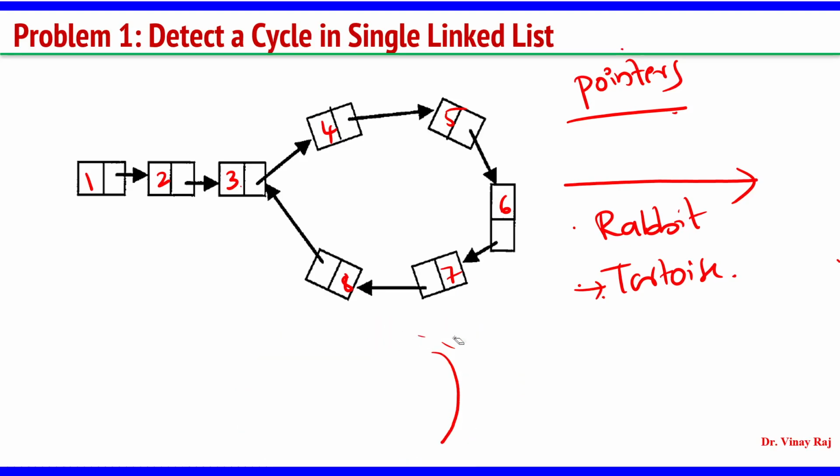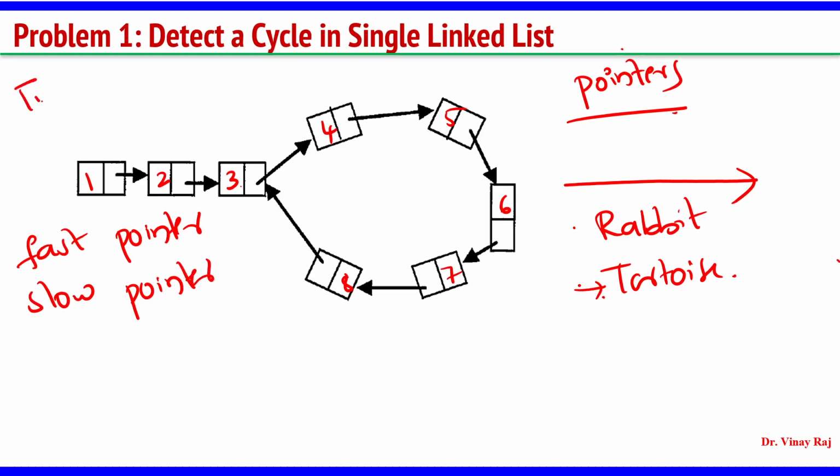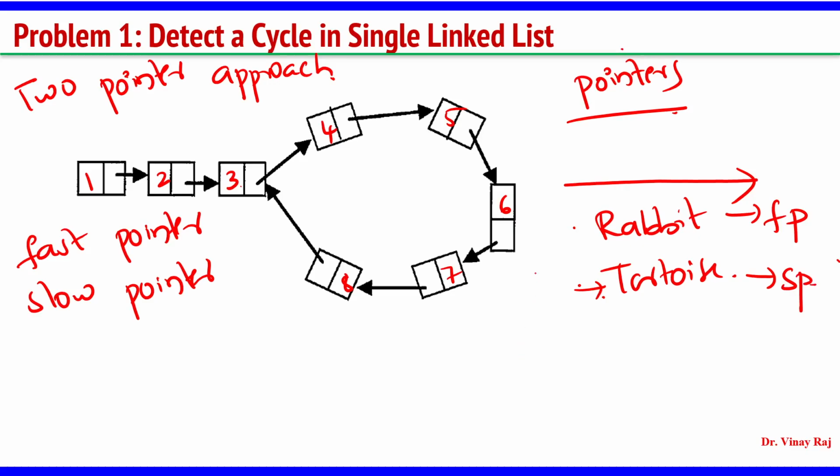From this technique, we have an approach using two pointers: one is the fast pointer, the other is the slow pointer. We call this the two pointer approach. How do we do this using fast and slow pointers? The rabbit is your fast pointer and the tortoise is your slow pointer. The rabbit will jump 2 steps, whereas the tortoise can jump only 1 step. That is the logic. Let's see how it functions in solving this problem.